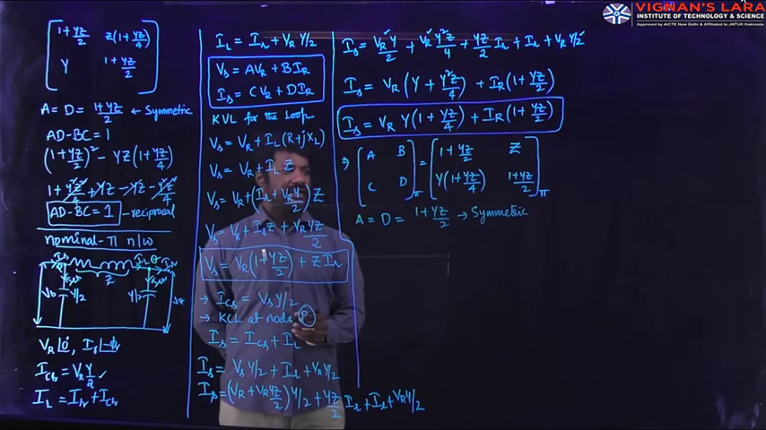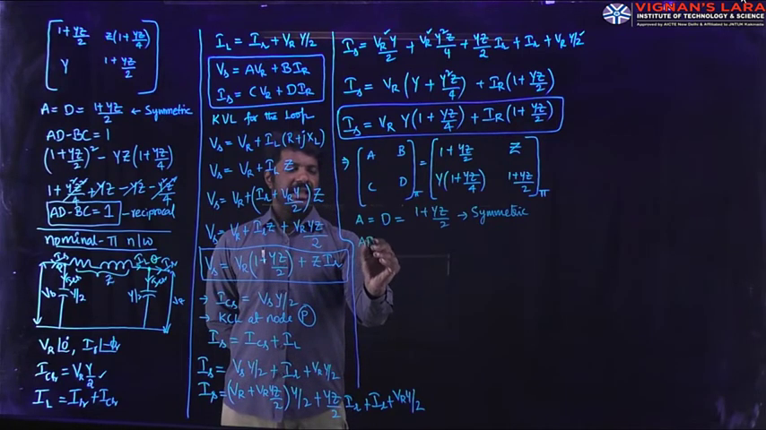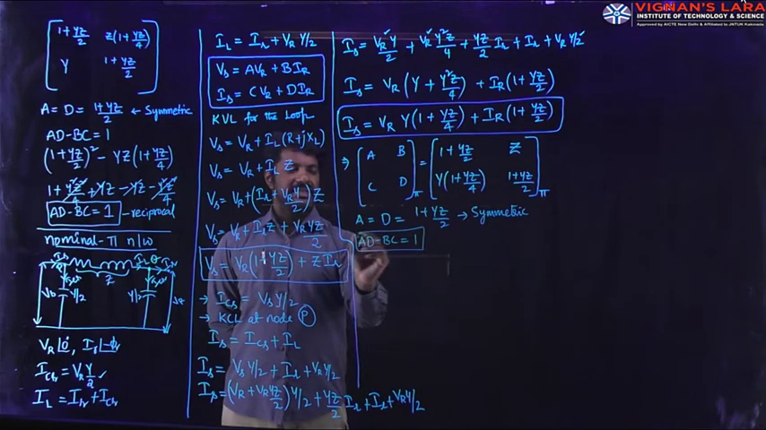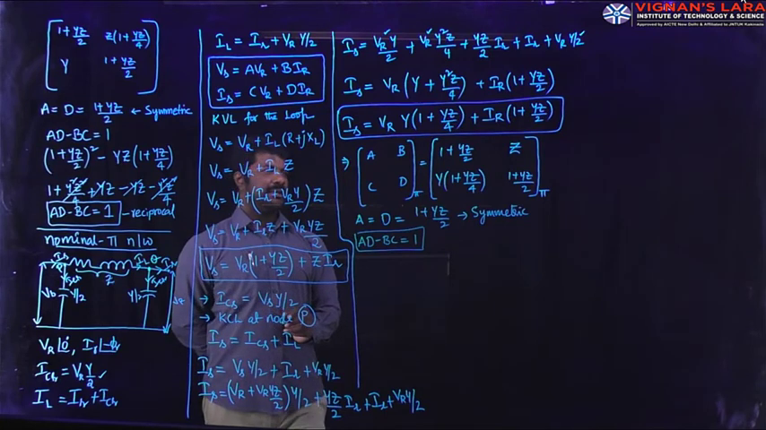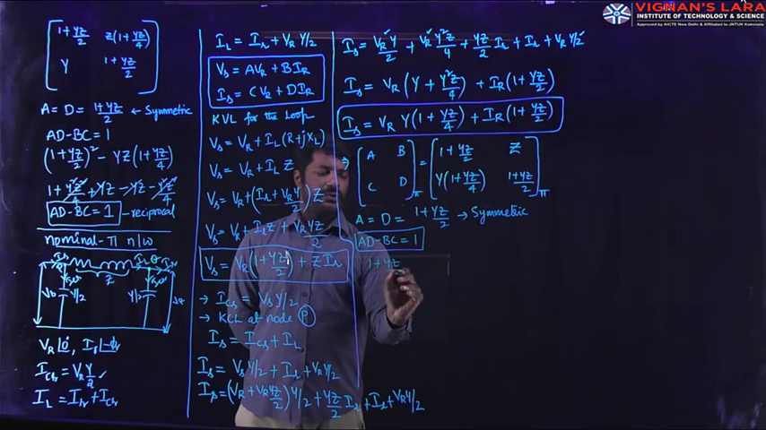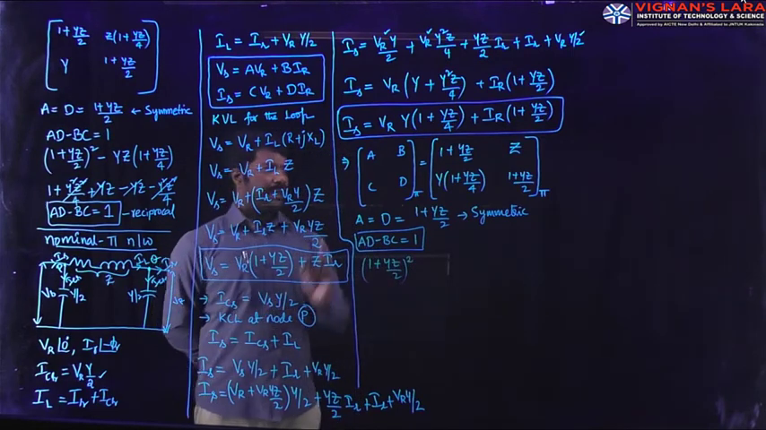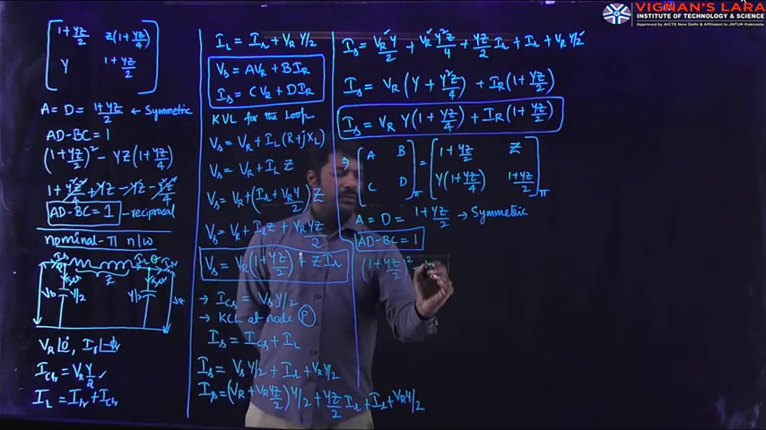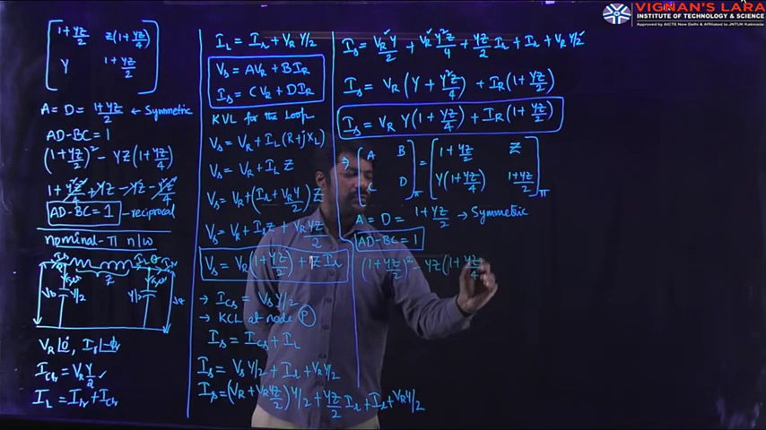Also verify whether it is reciprocal or not. The condition for reciprocity is that AD minus BC should be equal to 1. If it is satisfied, then we can say that the network is a reciprocal network. Let me calculate AD minus BC. AD value is 1 plus yz by 2 whole square, minus BC value. BC value is yz of 1 plus yz by 4.